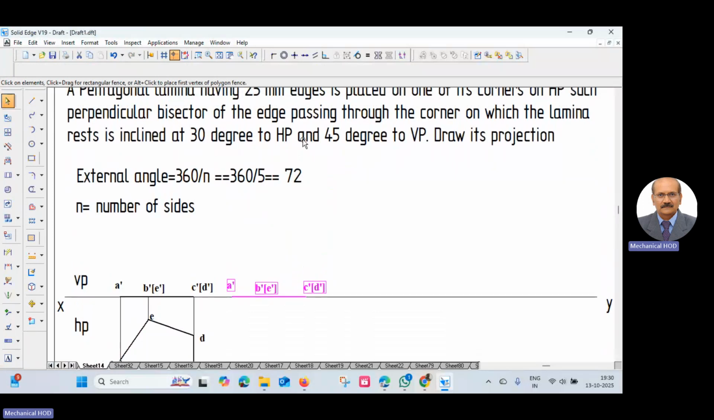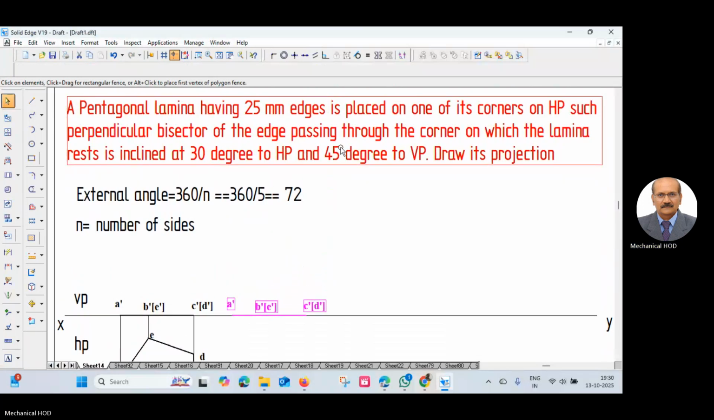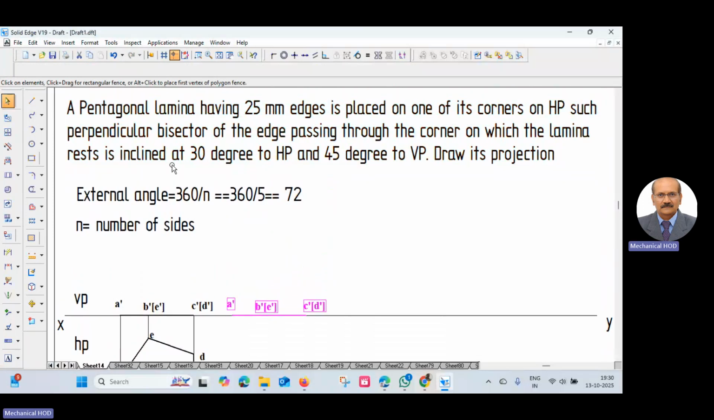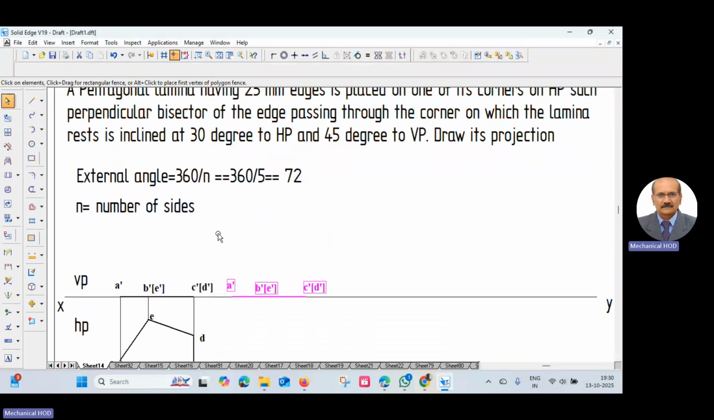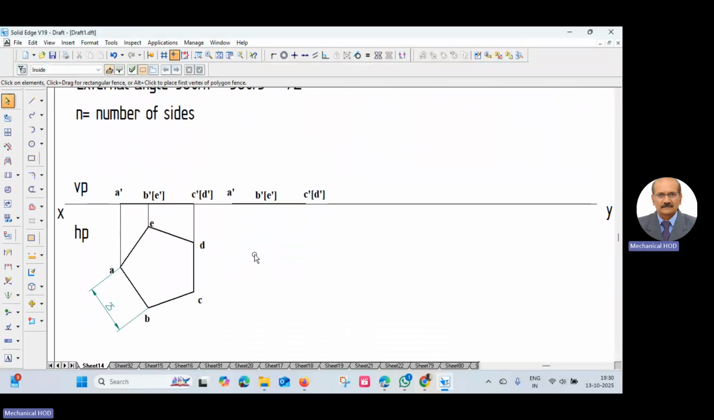Yeah, he has not given the lamina inclined to HP, or he has given the perpendicular bisector inclined to HP at 30 degree. What is the perpendicular bisector? Let's understand now. Before going there, what is a perpendicular bisector? It is a line, this is the edge CD opposite to the corner A. So if you draw a perpendicular bisector to CD passing through the corner A, this is called the perpendicular bisector.